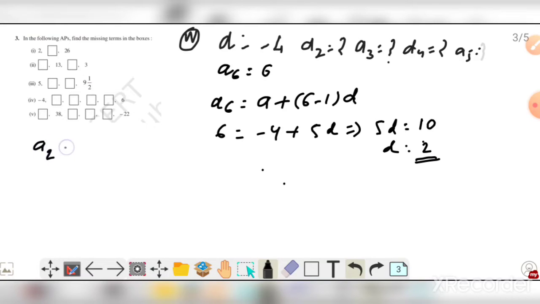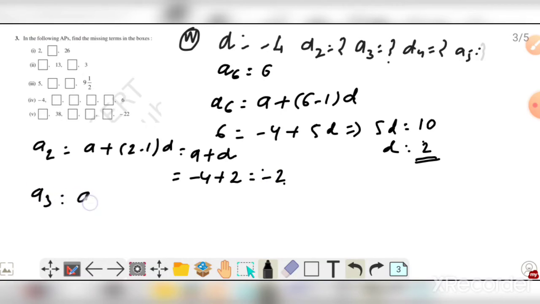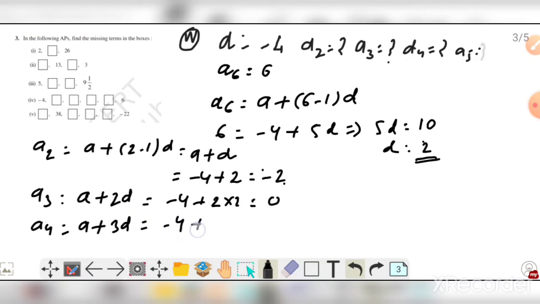A2 equal to A plus 2 minus 1 into D, that will be A plus D. So that will be -4 plus 2. This will be -2. A3, it is similarly A plus 2D. So A is given -4 plus 2 into 2. So this will be 0. A4, this will be A plus 3D. So -4 plus 3 into 2. This will be 2. Understanding?